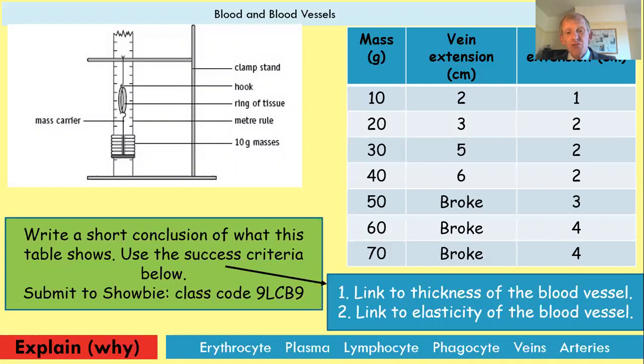Now, there is some success criteria, a bit of a guideline for you guys. What you're going to need to do is ensure that part of your answer at least is linking to the thickness of the blood vessel. You also want to think about the elasticity of the blood vessel as well. Now, if you remember, one of those blood vessels has a much thicker wall and is much more elastic, and one of them doesn't. So you might want to use those kind of concepts and ideas when you're writing down your answer.